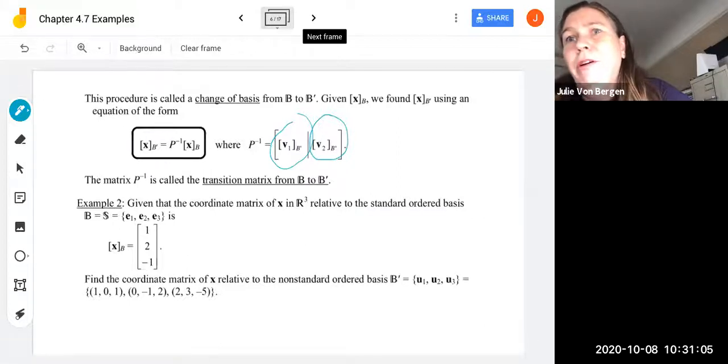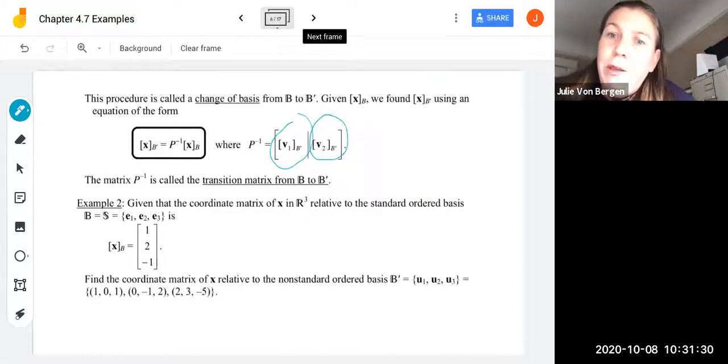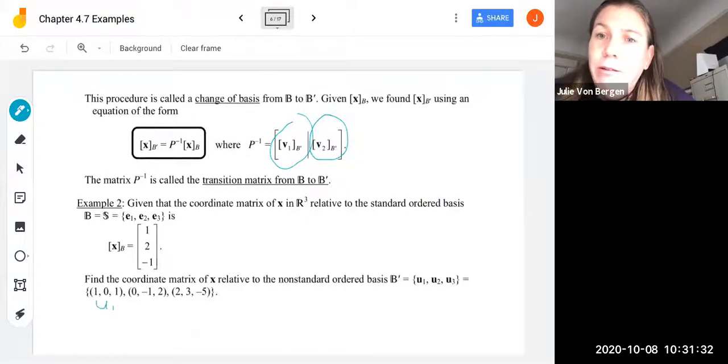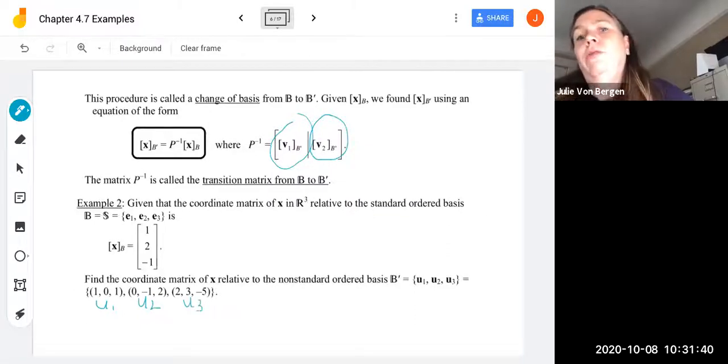So we're going to look at more examples. Let's look at this next example. Given that the coordinate matrix of X in R3 relative to the standard ordered basis, what we can call E1, E2, E3, is X sub B equals 1, 2, -1, we want to find the coordinate matrix of X relative to the non-standard basis. U1 is 1, 0, 1, U2 is 0, -1, 2, and U3 is 2, 3, -5.